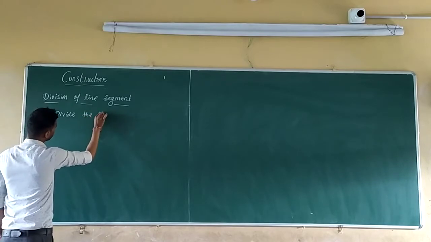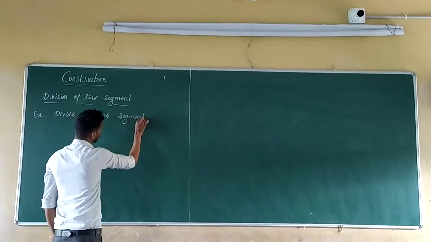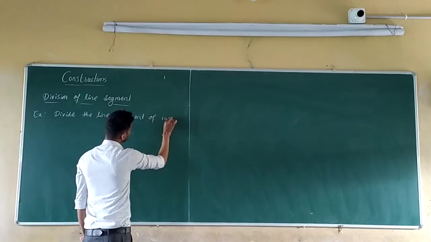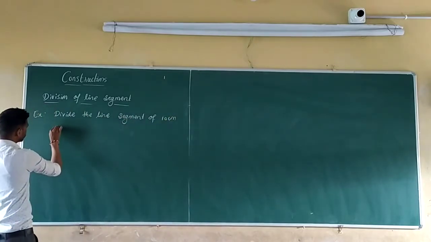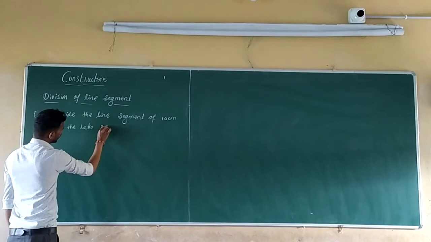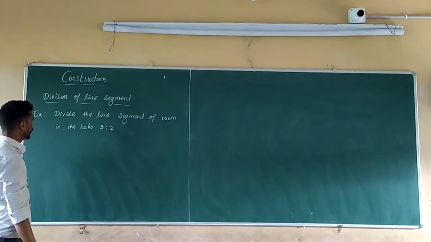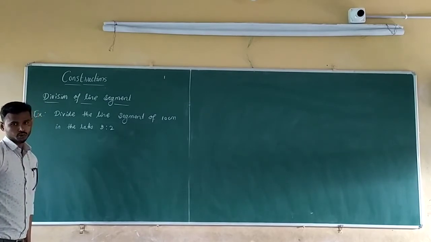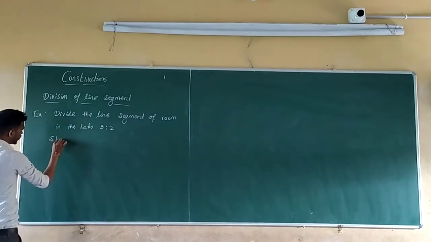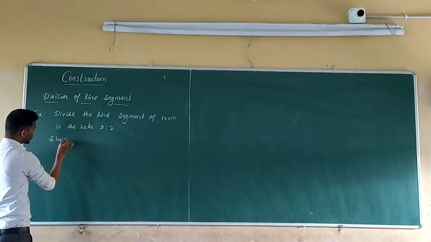Divide the line segment of 10 centimeter in the ratio 3:2. So divide the line segment of 10 centimeter in the ratio 3:2. So for that, steps of construction, how to divide the line segment.